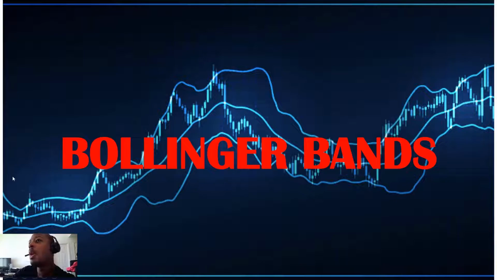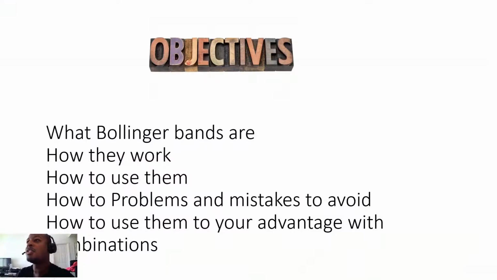So Bollinger Bands. Let's talk about our objective today. I want to cover what Bollinger Bands are, go over how they work, and how to use them. I'll go over different problems and mistakes to avoid with them, and then I'll cover how to use them in combination with other things to your advantage to help you trade better within the market.